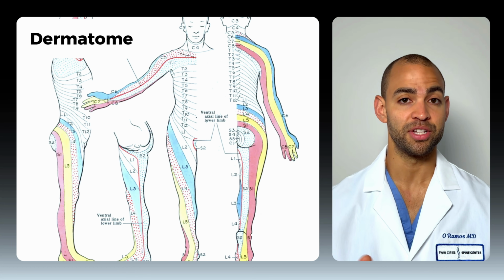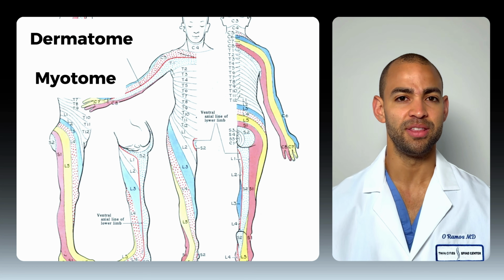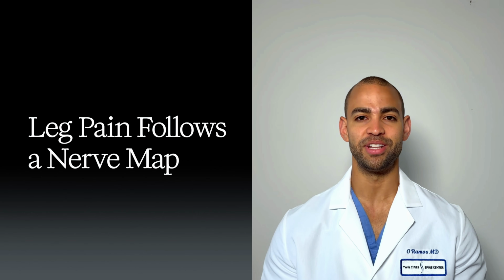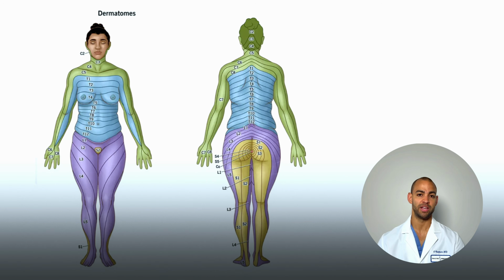The muscle territory is called a myotome, and together, this gives us a map, one that lets us predict from your symptoms alone which nerve root is being compressed. This is why the shooting pain down your leg isn't random, it's following a highway, and once you know the map, you can read the road. Let's go level by level.